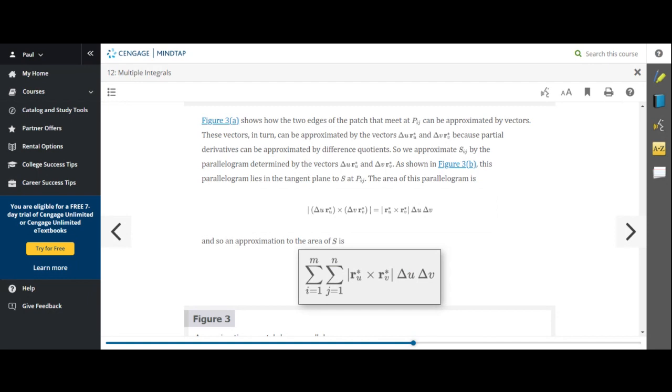And what's that double Riemann sum going to turn into as we let delta u and delta v get smaller and smaller and take the limit? Of course, if we do that, we have more patches, and that means m goes to infinity and n goes to infinity. What would this Riemann sum turn into? That's right, Ryan, a double integral. And that's what we get.